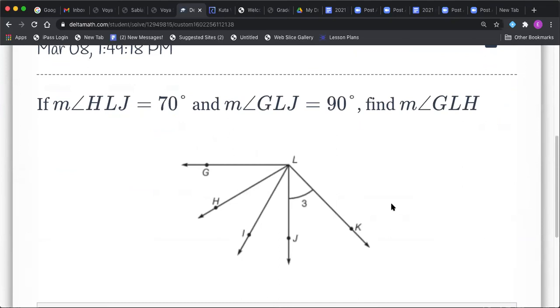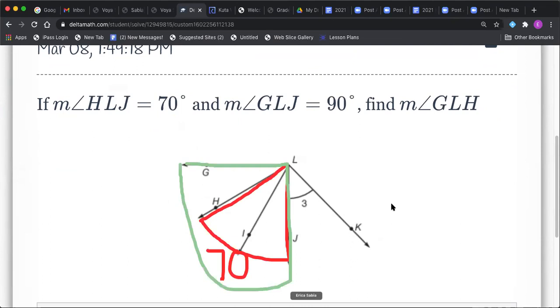HLJ is 70. HLJ, there you are. H to L to J. So this whole thing is 70. And what else? GLJ. Oh, GLJ is 90. Okay, so this whole thing, G to L to J, all of that is 90.